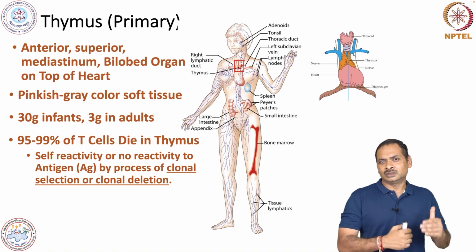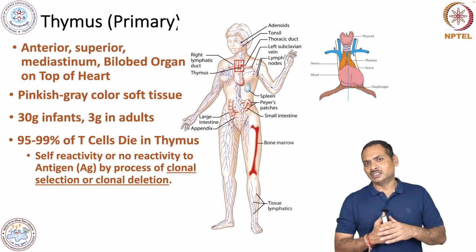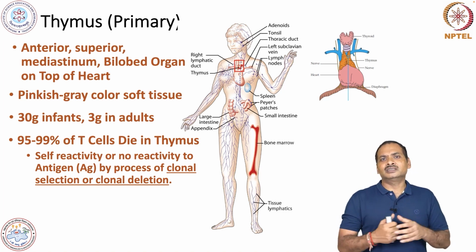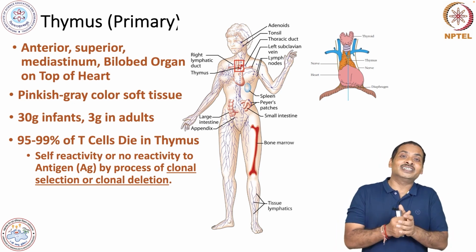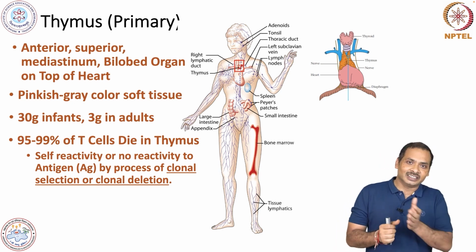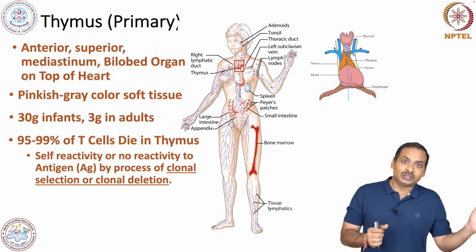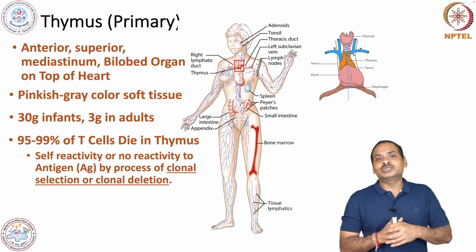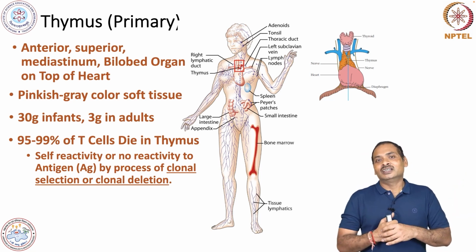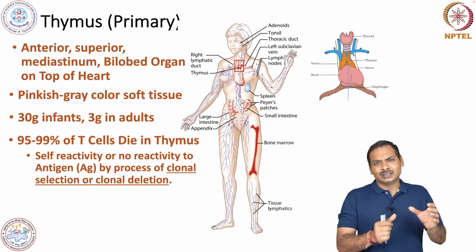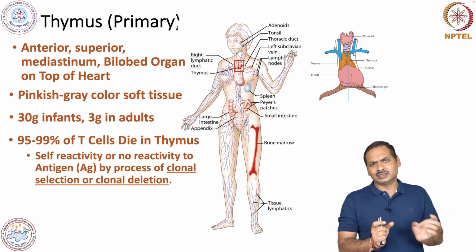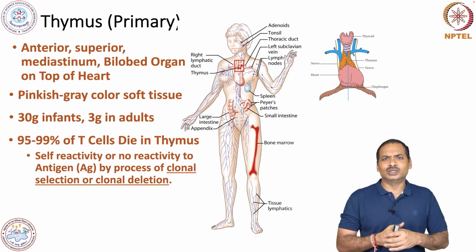there are a lot of cellular and molecular changes taking place in the cell, and all those cells which react with our own antigens are eliminated, deleted, or they undergo apoptosis, and all those cells which do not react with our own cells are selected. So in brief, this is the meaning of clonal selection and clonal deletion.